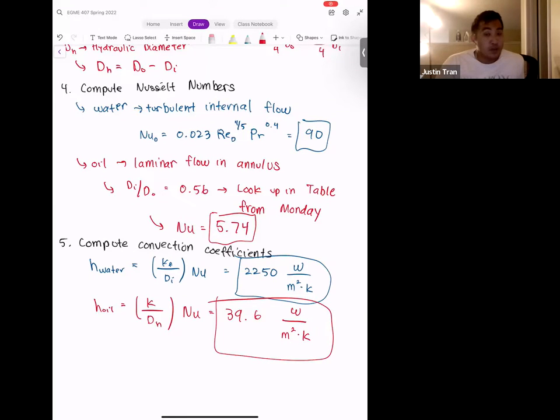All right, so that's two pieces of the puzzle. Now that we have both convection coefficients, we can compute the total. You can think of it as the total thermal resistance for this problem. Any questions on this so far?